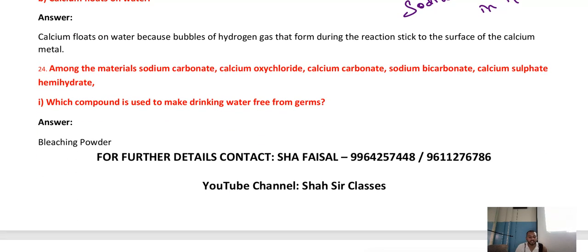Next, among the materials, when you went to the lab, in front of us, they have kept something for us. Materials. What have they kept in the lab? Sodium carbonate, calcium carbonate, calcium oxychloride, sodium bicarbonate, calcium sulfate hemihydrate. These all things they have kept. Sir, somewhere I have seen this. Where? Family of salts. These all are the chemical names of the salts.